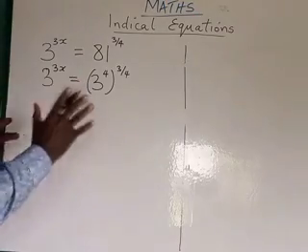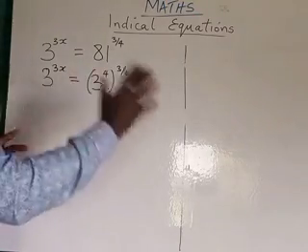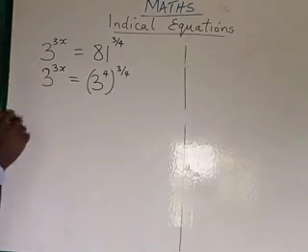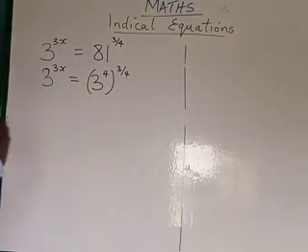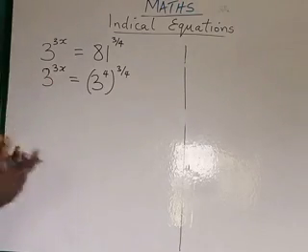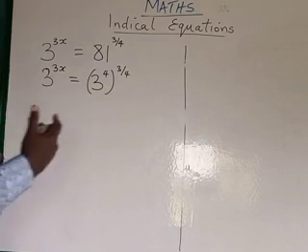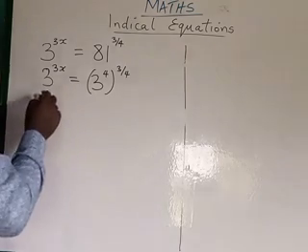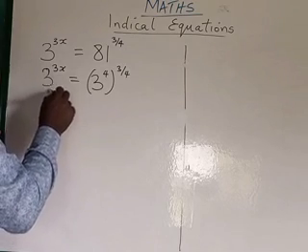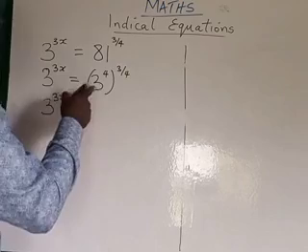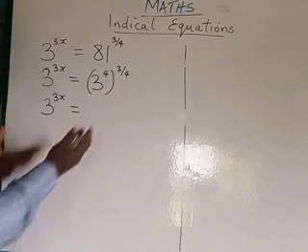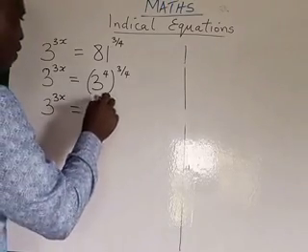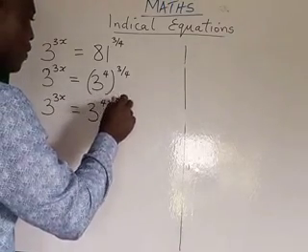So if we have expressed it this way, you can see that the left hand side and the right hand side now have the same foundation number. It means that we can equate the powers, because that is what we have been saying: when the foundation numbers are equal, you can equate the powers or the indices. So we bring down the left hand side as 3 raised to the power 3x is equal to 3 raised to the power 4, all raised to the power 3 over 4, which becomes 3 raised to the power 4 times 3 over 4.